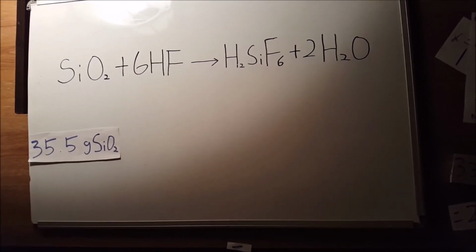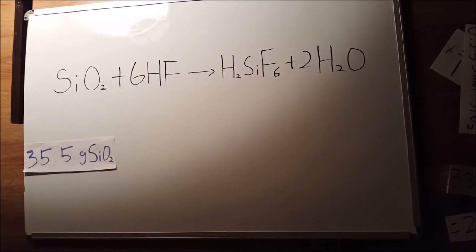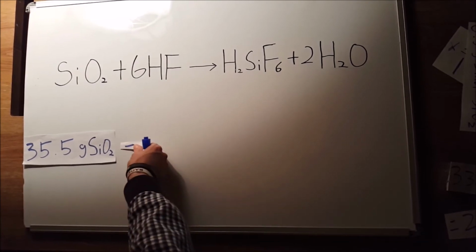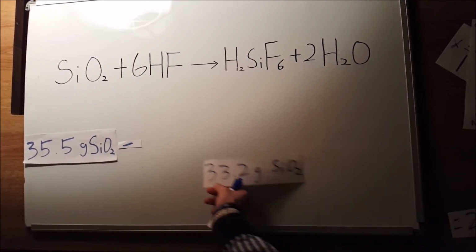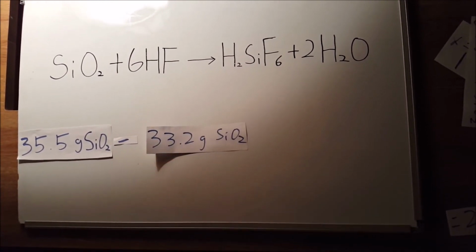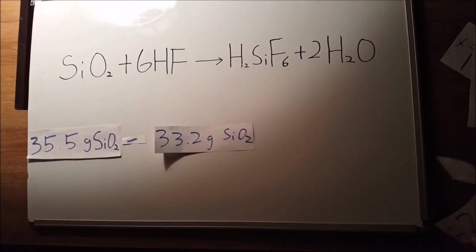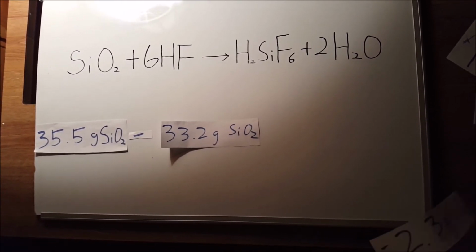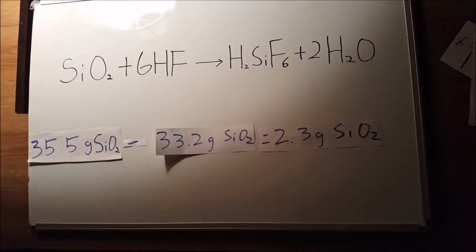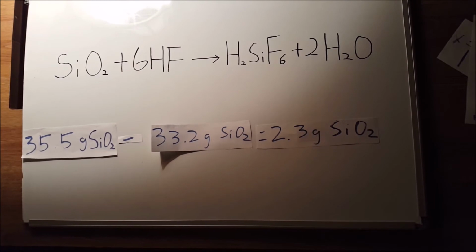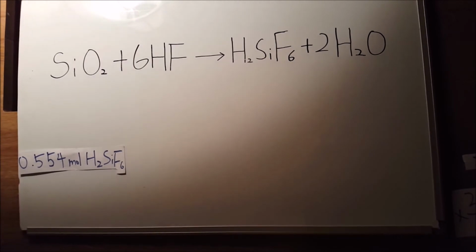Since the question says there are a total of 35.5 grams of silicon dioxide, and based on the last calculation there were 33.2 grams of silicon dioxide actually used in the experiment, when we subtract them, we will have the excess of silicon dioxide that is not used in the experiment. And that was all of question part A. Let's move on to part B.